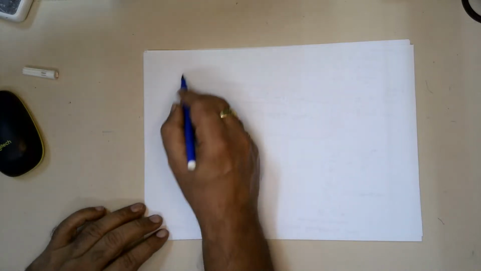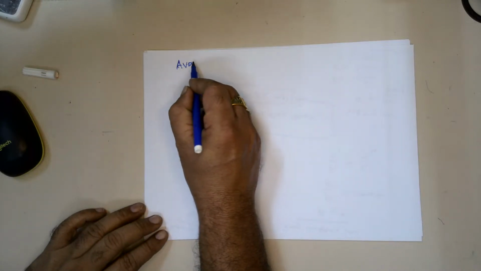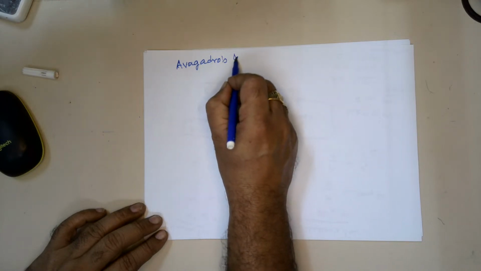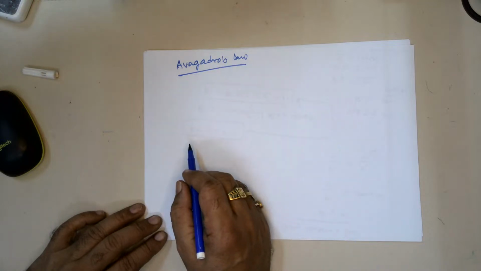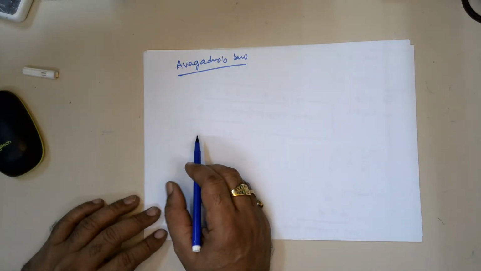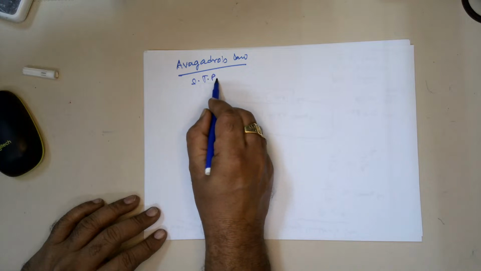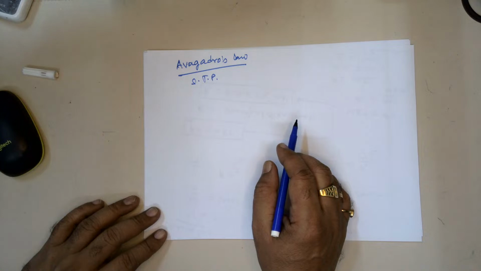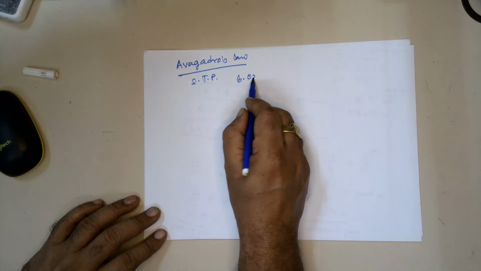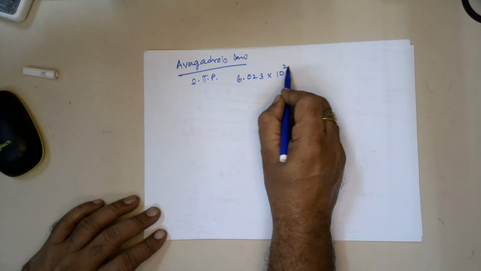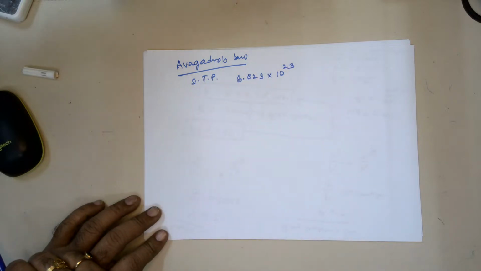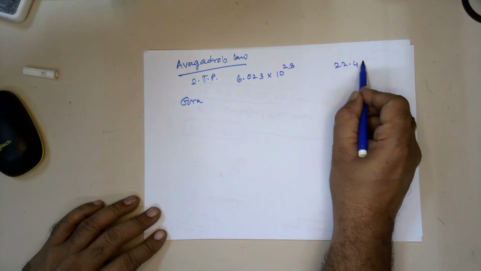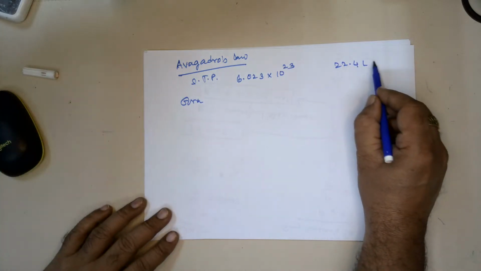Avogadro's law. Avogadro's law states that equal volumes of all gases under standard temperature and pressure contain the same number of molecules, and that number is 6.023 into 10 power 23. And Avogadro's volume is supposed to be 22.4 liter per mole, the molar volume, you can say.